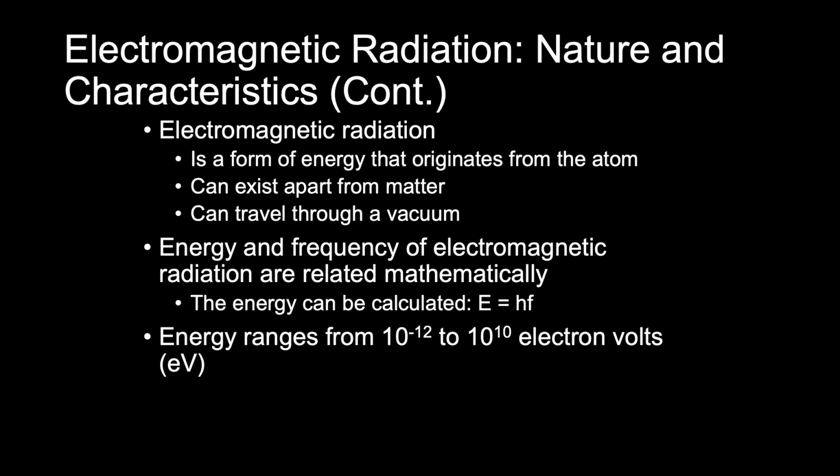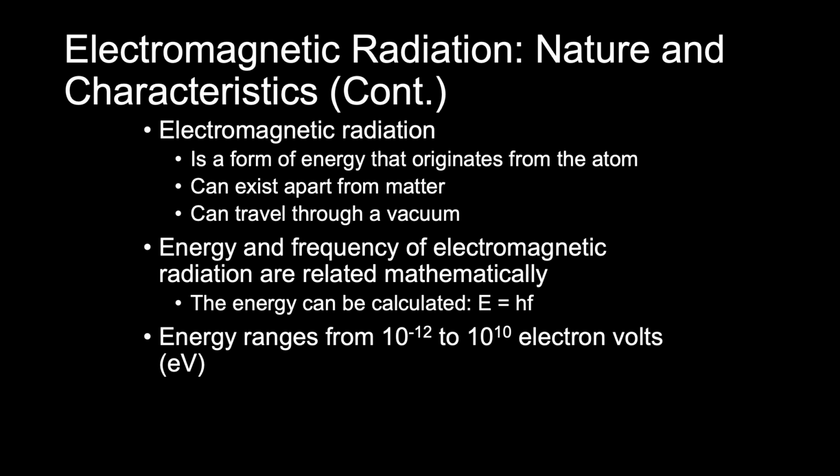With electromagnetic radiation, it is the energy itself that is vibrating as a combination of electric and magnetic fields, and it is made of pure energy. Energy and frequency of electromagnetic radiation are related mathematically. The energy of electromagnetic radiation can be calculated by the following formula: E equals hf.